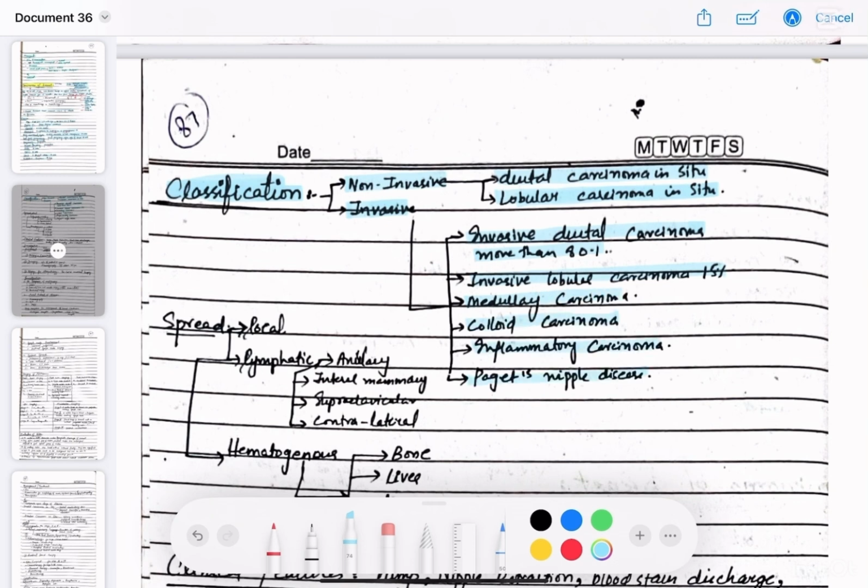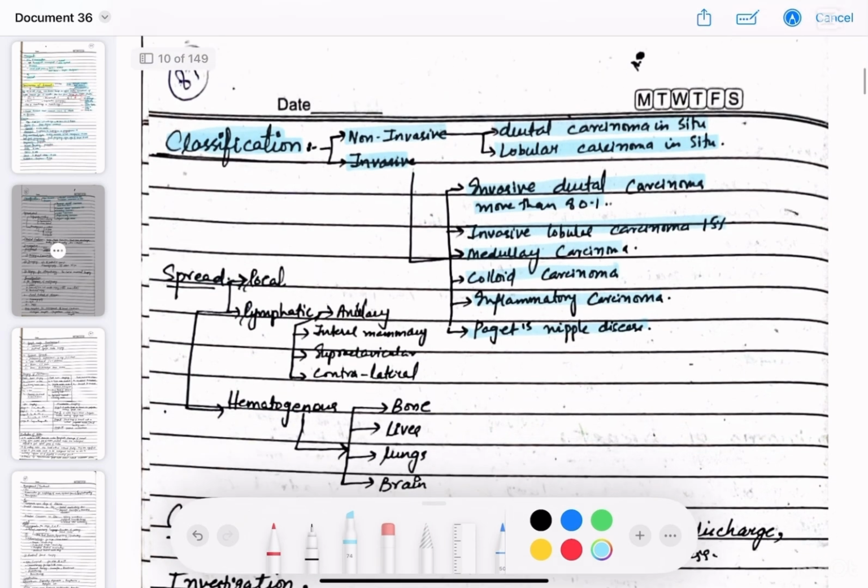Okay, so we have the classification of breast carcinoma as invasive and non-invasive. In invasive, we have invasive ductal carcinoma, invasive lobular carcinoma, medullary carcinoma, colloid carcinoma, inflammatory carcinoma, and Paget's nipple disease. While in the non-invasive, we have ductal carcinoma in situ and lobular carcinoma in situ.